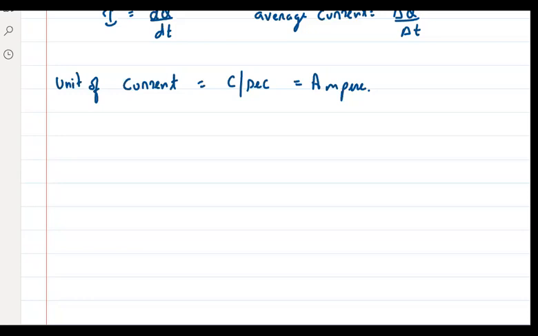Now let us solve one very basic problem on this. Then we'll talk about drift current in detail. Question number one: the current is given as 3 plus 2t ampere.